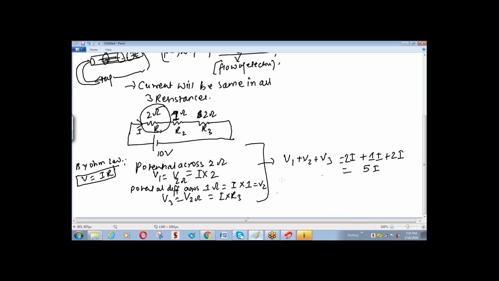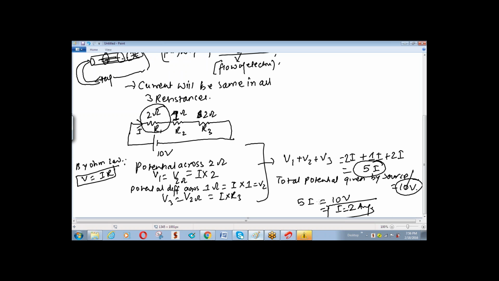Now the total potential given by the source or battery was 10 volt. So can I say 5I has to be equal to 10 volt? 5I is equal to 10 volt. From here I will get I is equal to 2 ampere. How? 5I is equal to 10, that means I is equal to 10 by 5, that is 2 ampere. Is it clear?